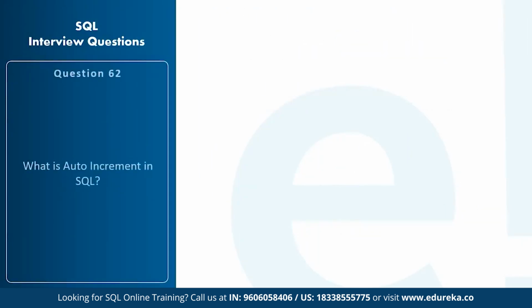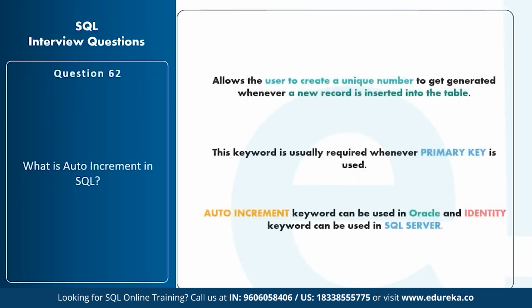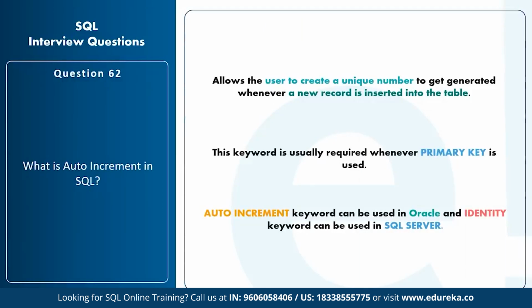Next, let's move forward and understand what is auto increment in SQL. The auto increment keyword allows the users to create a unique number that gets generated whenever a new record is inserted into the table. This keyword is usually required whenever a primary key is used, and the auto increment keyword can only be used in Oracle, whereas the identity keyword can be used in SQL Server. So that was about auto increment in SQL, guys.